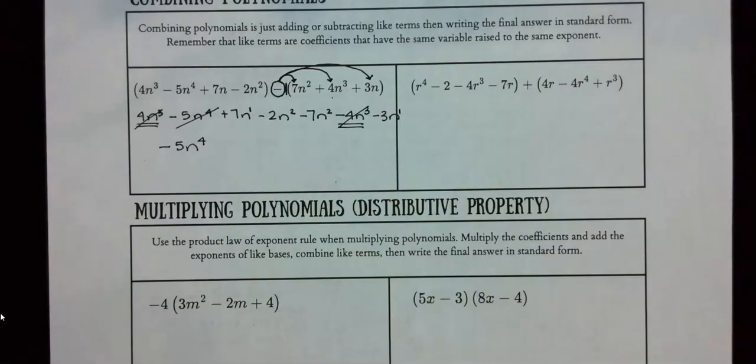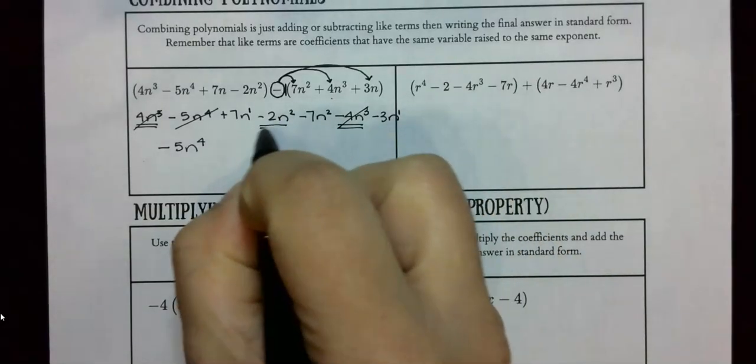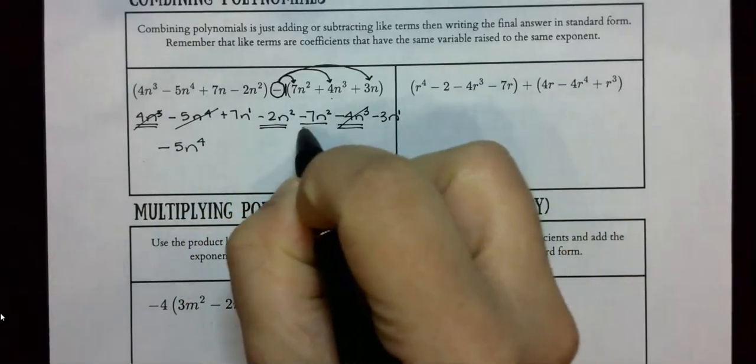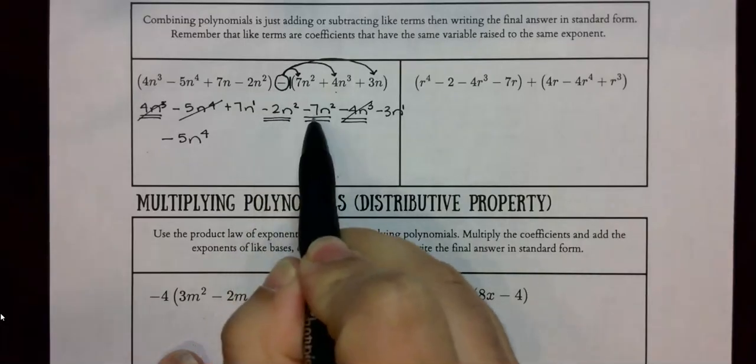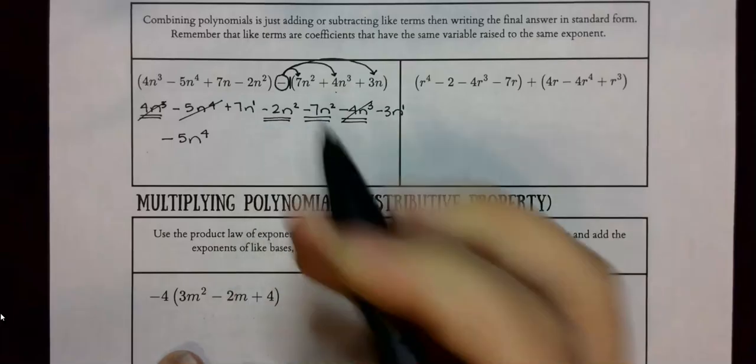All right. What comes after 3 would be 2. I do have an n to the second power right here, and I also have another n to the second power right there. We can actually put both of these together. So for this one, we're going to take this negative 2, and we're going to subtract 7 from it, which gives us negative 9.